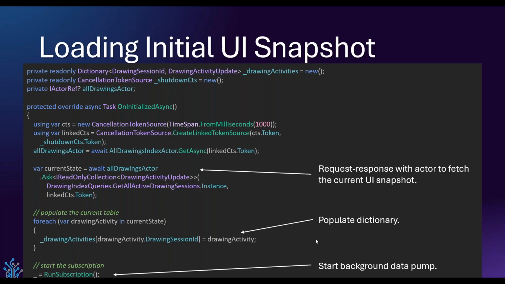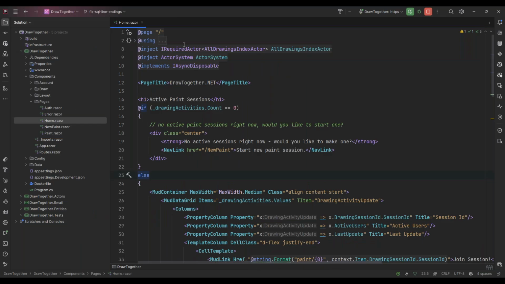This page, this initial UI snapshot, this homepage here, is basically one-way interactivity, although it can be influenced by people starting new paint sessions and joining them. But basically all the data comes from the server right here. So let's take a look at how we're actually doing this.